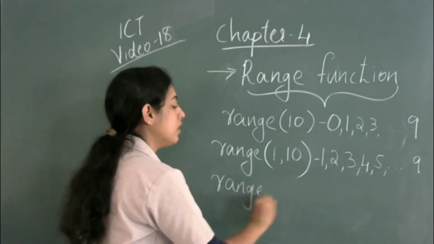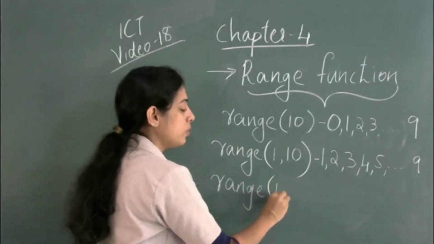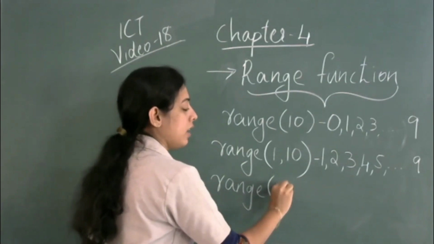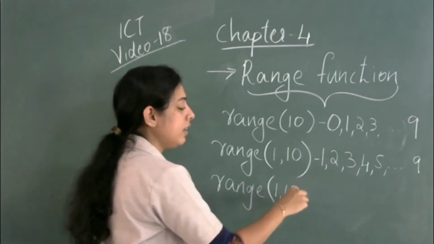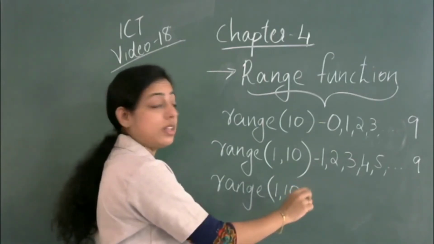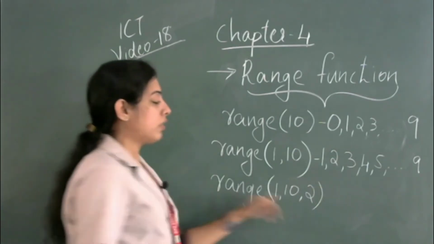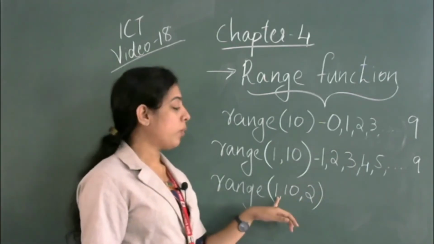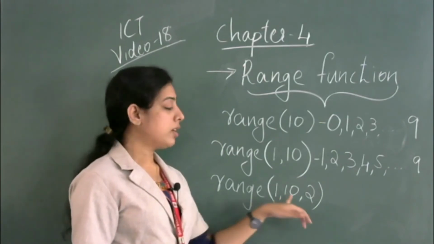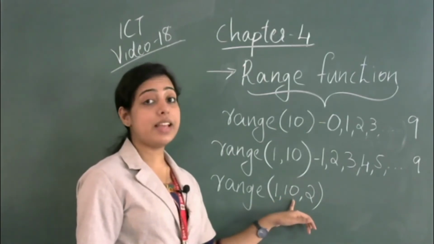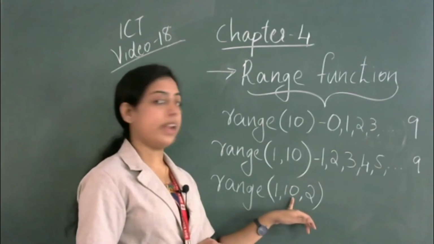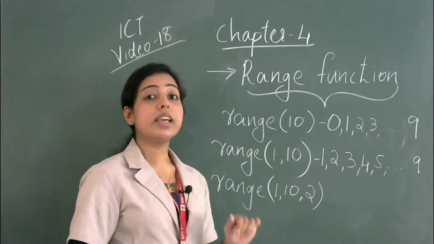We are giving the start value, then the less than condition, then the increment value. The third value is the increment value. So three values are given. One is the starting value. The second value is the less than condition, less than 10. The third value is the increment value.